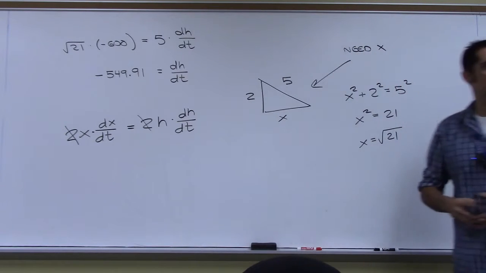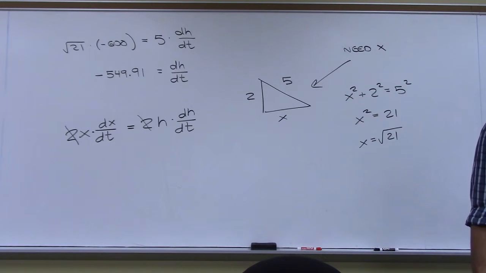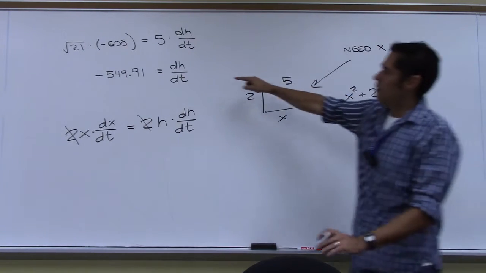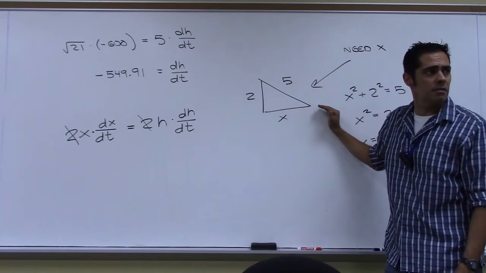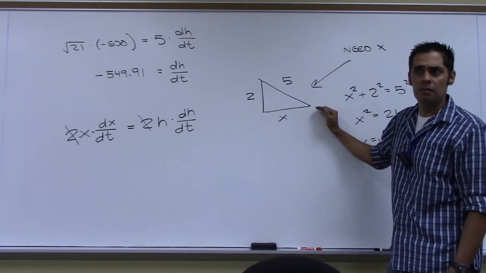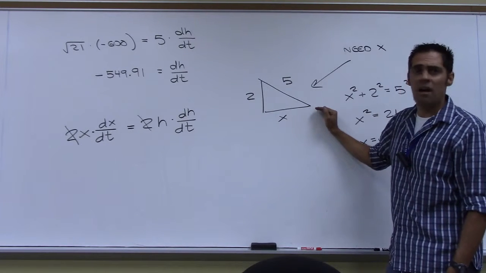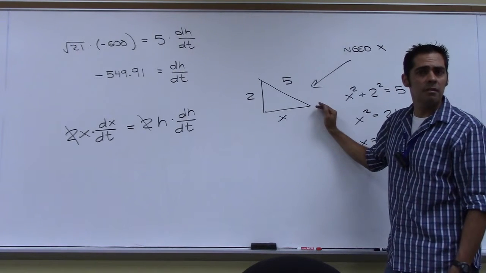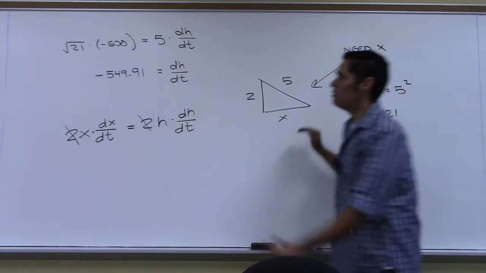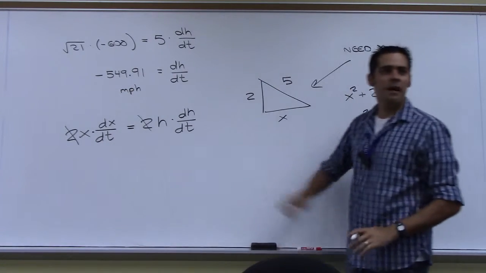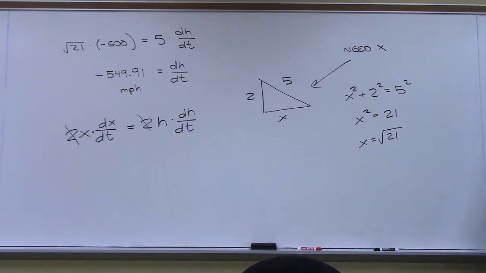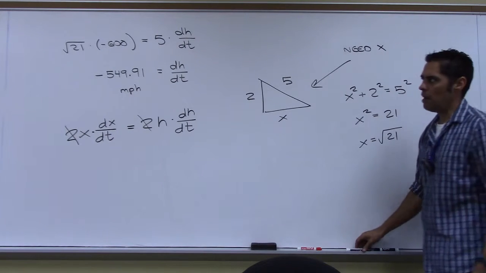What is the unit, or what are the units, or what's the unit going to be there for that? H is what, that hypotenuse, which was a length, wasn't it? What are we measuring lengths in here? Miles. And then time in this problem was hours. So MPH. Negative 549.91 miles per hour. Not quite 600, right?